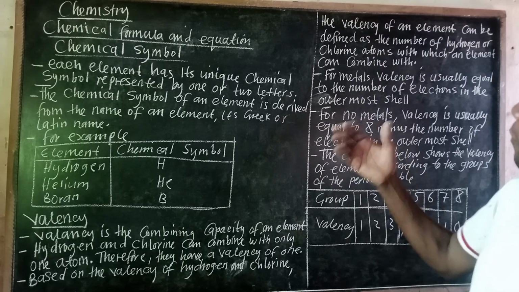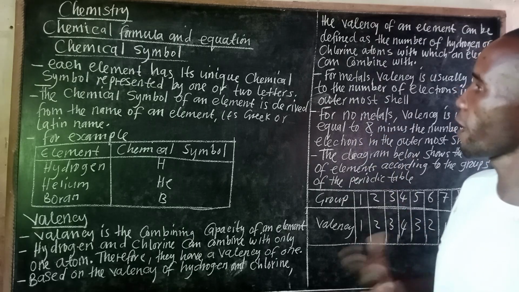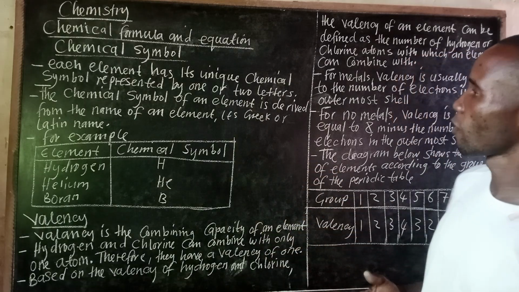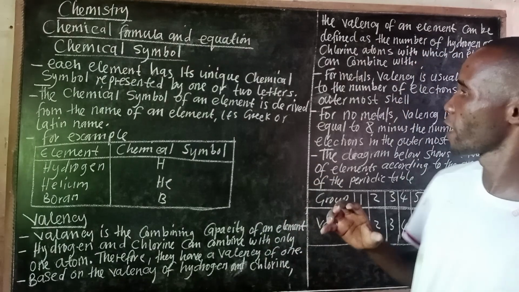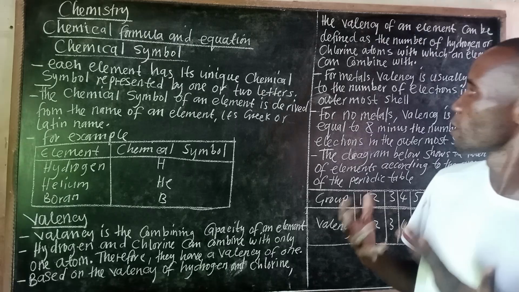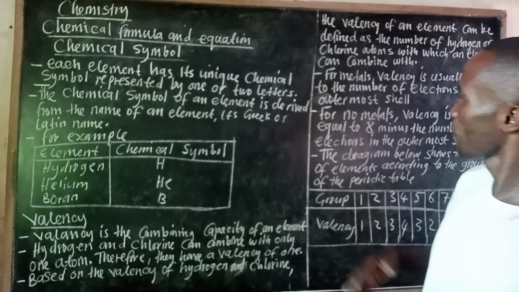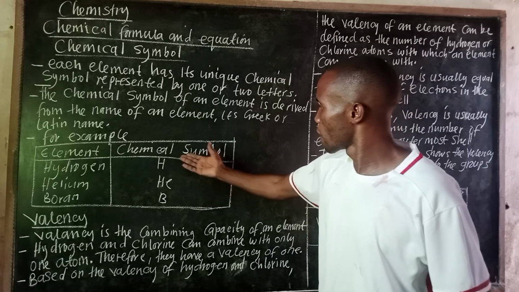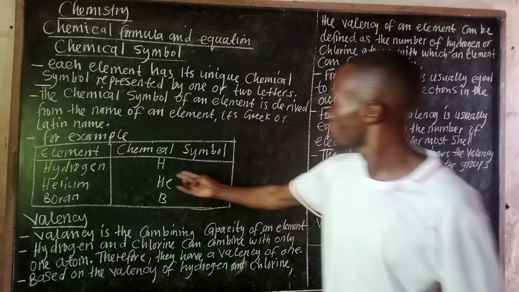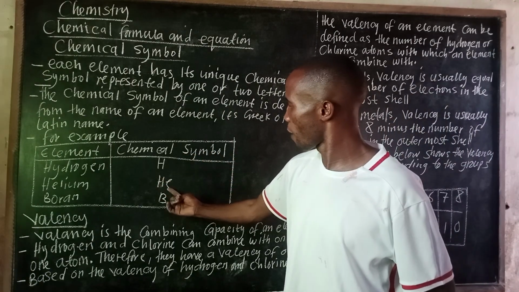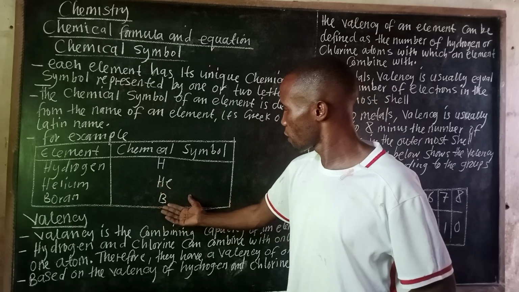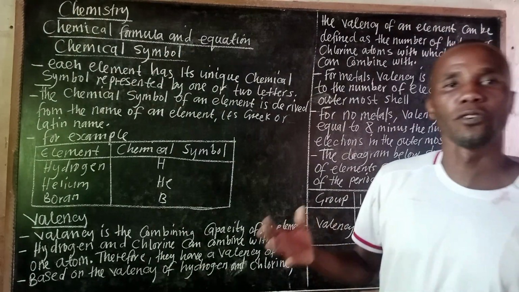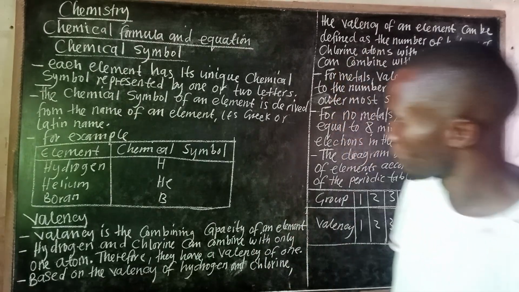The chemical symbol of an element is derived from the name of the element, its Greek or Latin name. So that is where each chemical symbol is derived from. For example, the chemical symbol for hydrogen is H, helium is He, then boron is B. When you go to the periodic table, you are going to see a number of them.